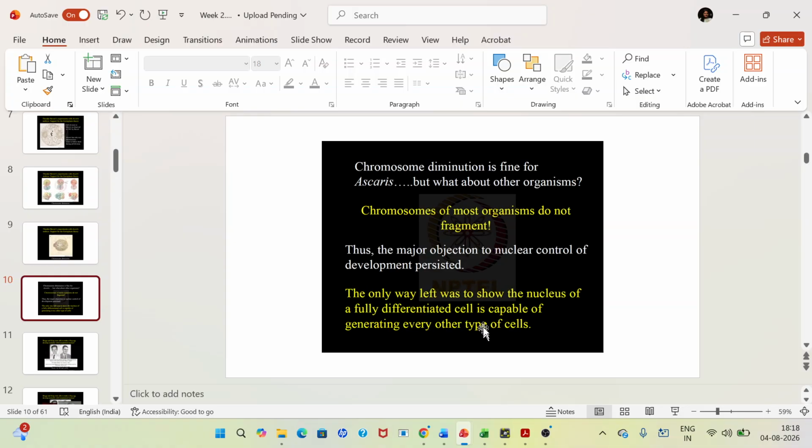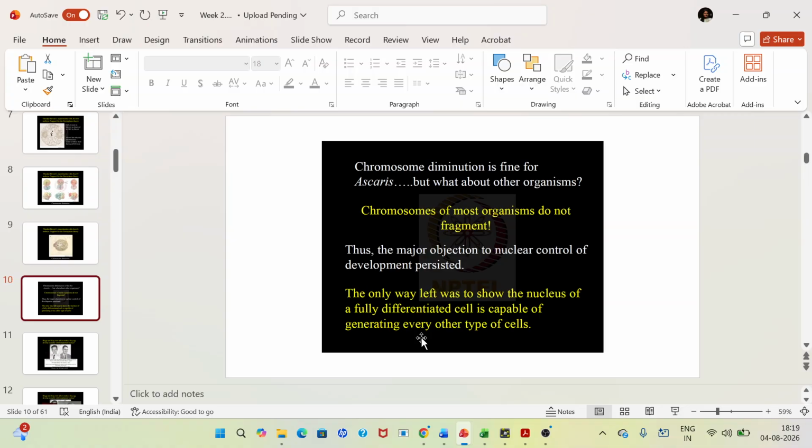Okay, so the major objection to nuclear control of development persisted. So the only way left was to show that the nucleus of a fully differentiated cell is capable of generating every other type of cell. So basically, the contradiction that developed due to the chromosome diminution seen in the Ascaris embryo needed to be resolved, to show that not every organism shows this kind of phenomenon. For that, the only way was to show that the nucleus of a fully differentiated cell is capable of generating every type of cell because it has all the information.